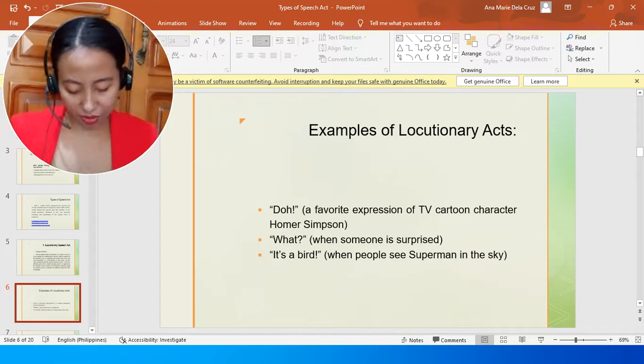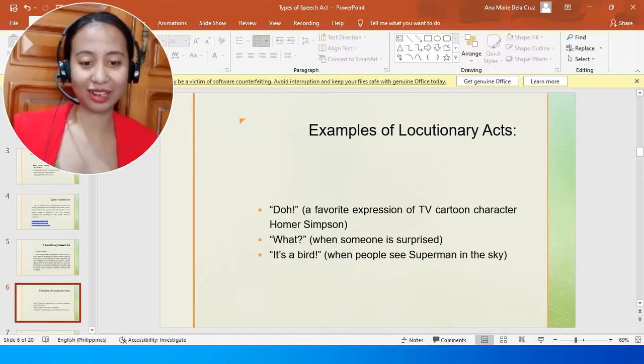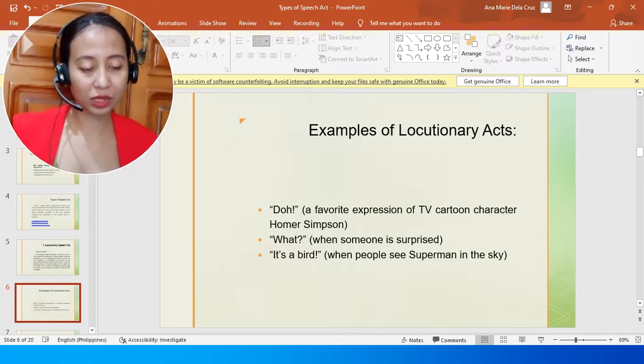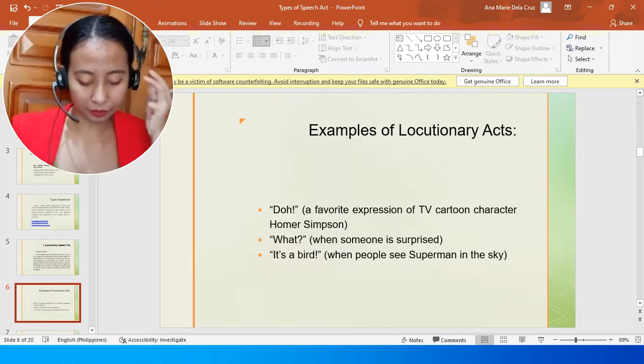Examples of locutionary acts. "D'oh!" is a favorite expression of TV cartoon character Homer Simpson. Next, "What?" It means when someone is surprised, or someone is asking. "It's a bird!" is what people say when they see Superman in the sky. Those are examples of locutionary acts.